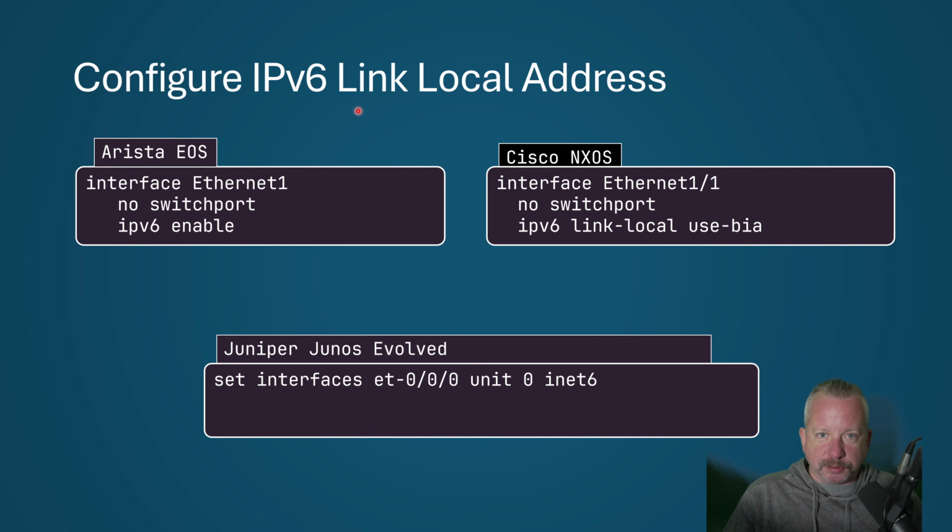Configuring these link local addresses is pretty easy. Here's some methods for some of the various network operating systems. So Arista EOS, make it a layer 3 port, that's no switchport, and then ipv6 enable. That's all we got to do. And then we've got an IPv6 link local address. For NX-OS, it's very similar. ipv6 link-local use-bia, that's burnt-in address, and then it will generate a dynamic IPv6 address from the MAC address of that interface. And then Juniper, Junos, this is Junos Evolved. I think it's the same in regular Junos. It's set interfaces, unit 0, and then family inet6, and that's all you need.